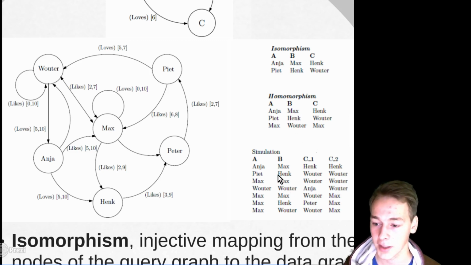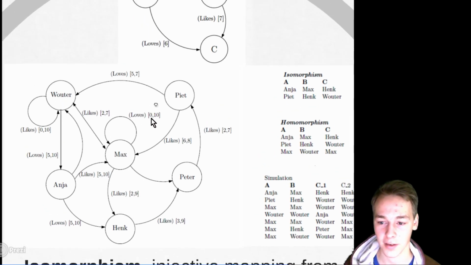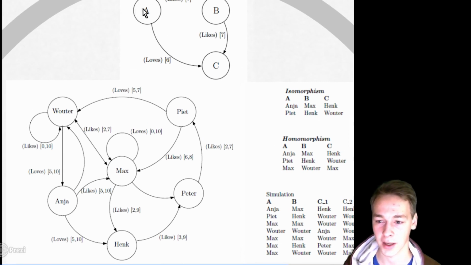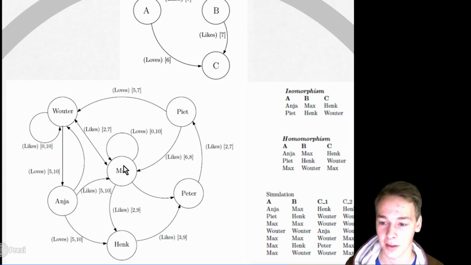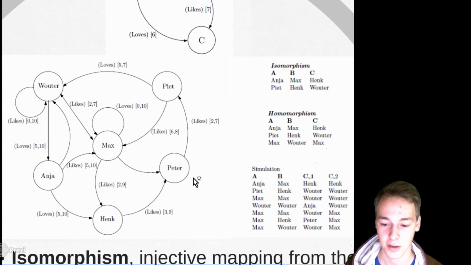In a simulation, we can see a lot more query evaluations, but you can also see a relation from Max: Max likes Wouter, and Wouter likes himself, and Wouter likes Anja. And for our query where we had A likes B, B likes C, and A loves C, the C is basically 2 different things here, because the C comes down to Wouter and Anja, which are 2 different instances.